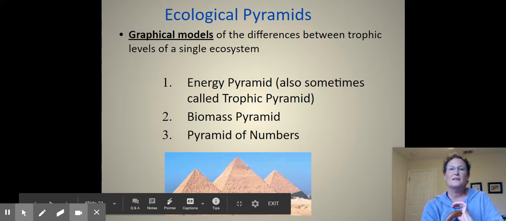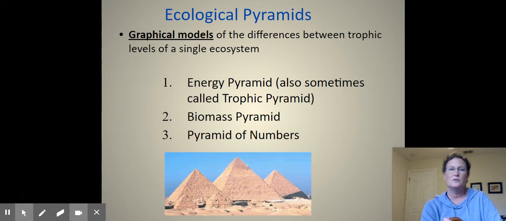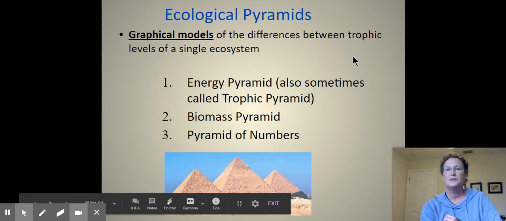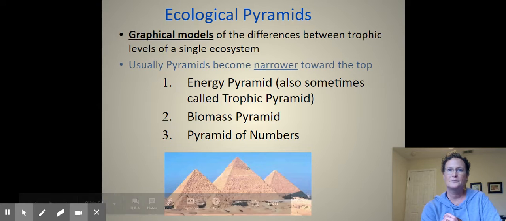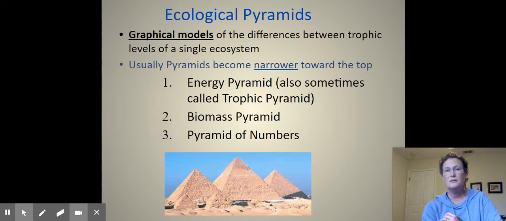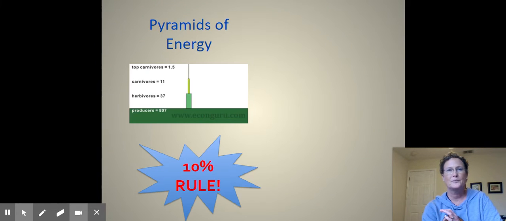All right, so graphic models are the differences between trophic levels of a single ecosystem. All right, so you're going to write that down. Ecological pyramids are graphical models of differences between trophic levels in a single ecosystem. And the pyramid usually becomes narrower towards the top because that works for laws of conservation.